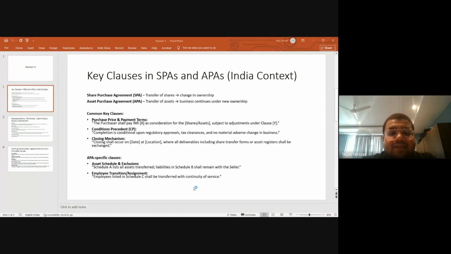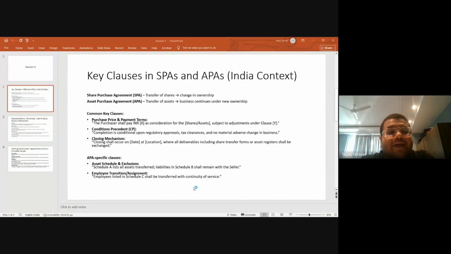Then for liabilities, in a share purchase agreement, the buyer takes all the liabilities. But in an asset purchase agreement, as we had discussed in our previous classes, the buyer only takes specified liabilities. Then comes employee transfer. It is automatic with the company in a share purchase agreement, but it needs separate processes and consents under an asset purchase agreement. And as far as tax and stamp duty go, under a share purchase agreement, there are capital gains with no GST and minimal stamp duty. But under an asset purchase agreement, there's GST and there is stamp duty on asset classes.